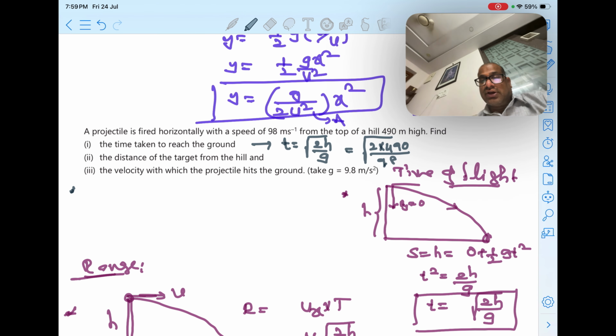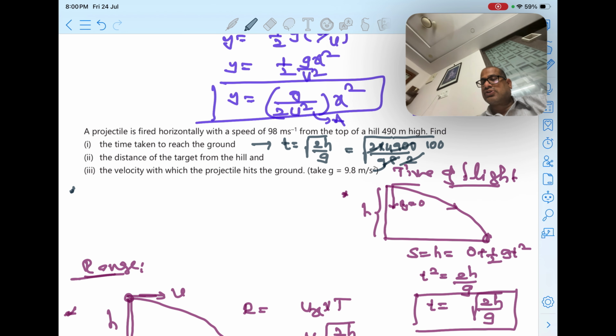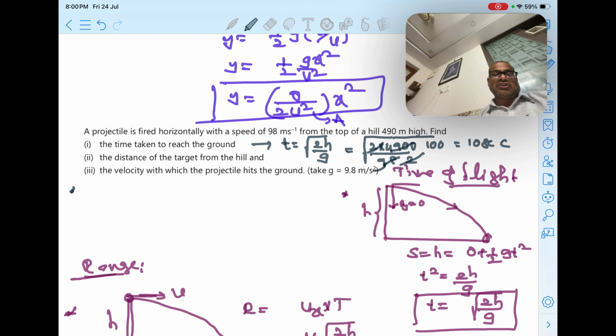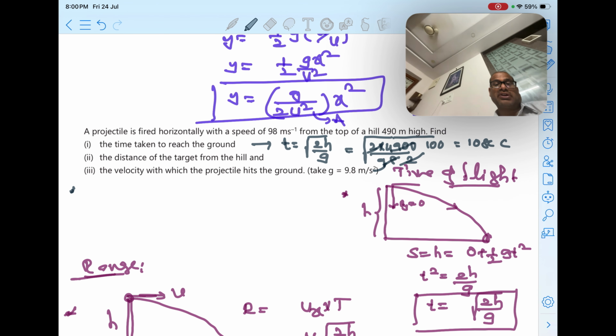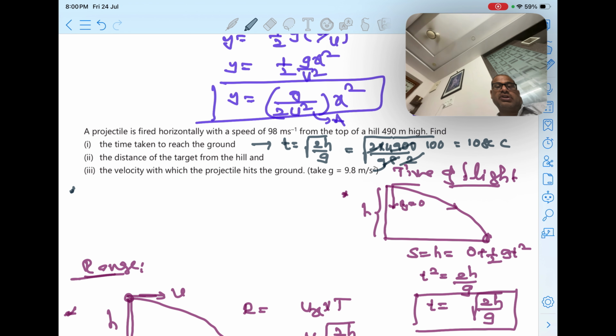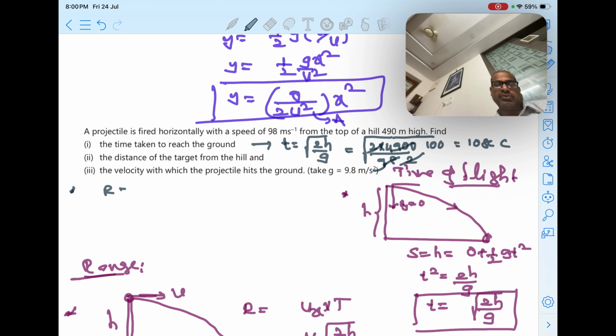Here, if you multiply by 10 by 10, the decimal gets cancelled. So 49 ones are 49, 49 twos are 98, this gets cancelled, and under root 100 is 10 seconds. Now, the distance of the target from the hill and the velocity with which the projectile hits the ground. The distance of the target from the hill, if you take it from the top, the answer will be different, and from the foot of the hill you can take the range. Both things you can find out. So the range from the foot will be velocity into time of flight: 98 into 10 seconds becomes 980 meters.